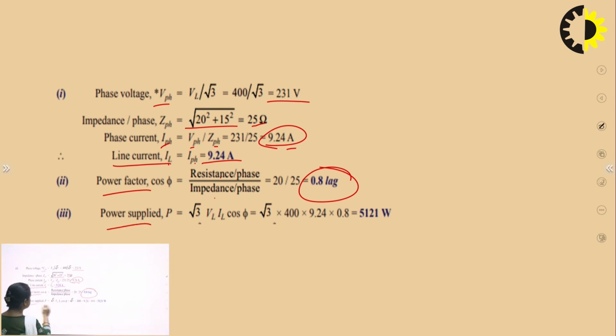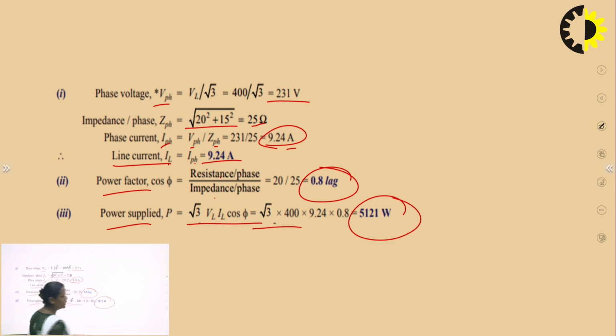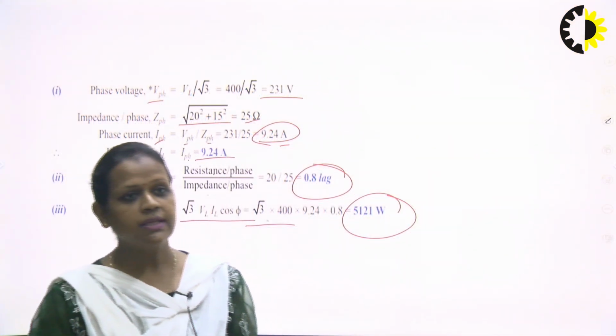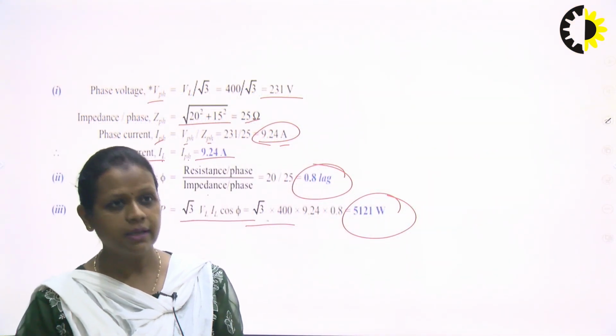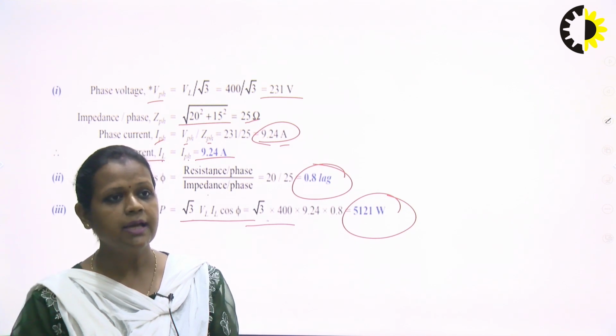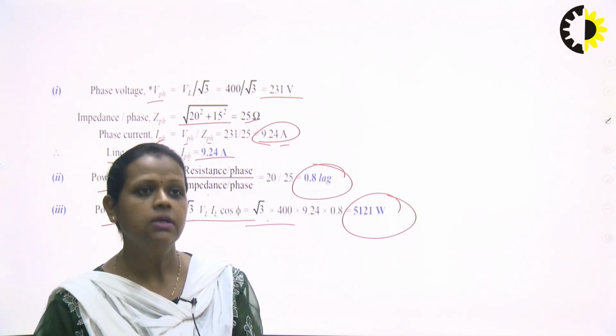And then the power supplied is root 3 VL IL cos phi. So you are getting 5121 watt. The unit of this active power is watt. So this is all about the relation between the line values and phase values for the star connected load. You can also refer to the next video for the delta connection, the relation between line values and phase values for the delta connection. This is all.